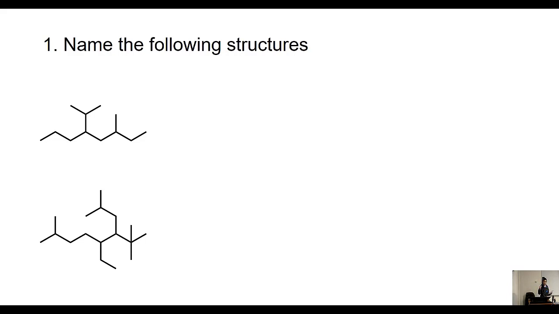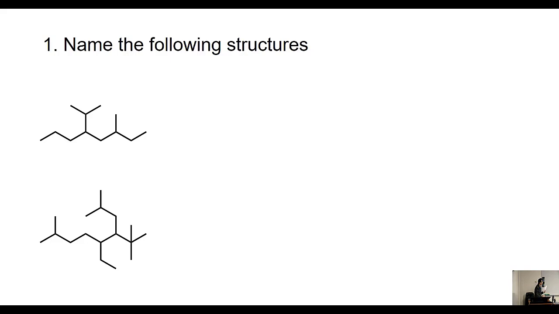The first thing we want to do is decide what our biggest substituent is, right? Because remember, we have something like something-hexane. So we need to decide what our root word is first. Let's look at this one and decide, okay, what do we think is our root?